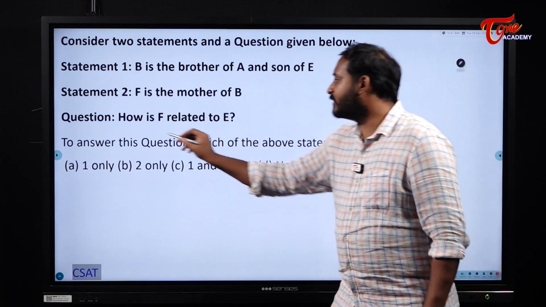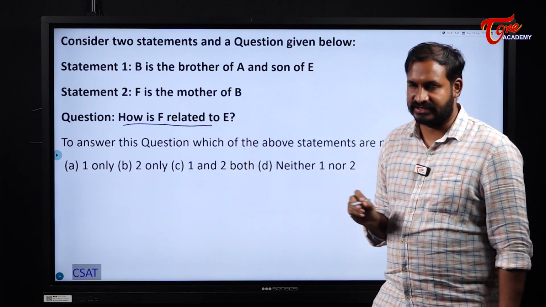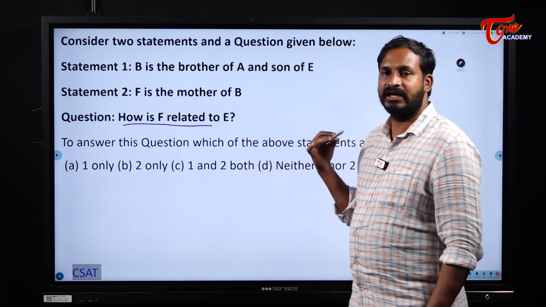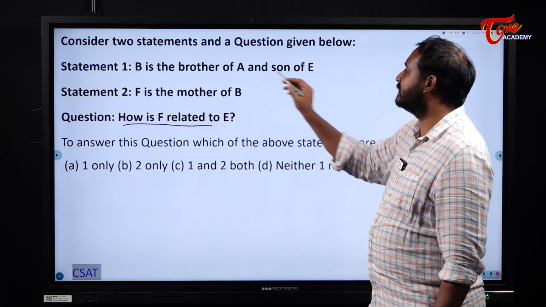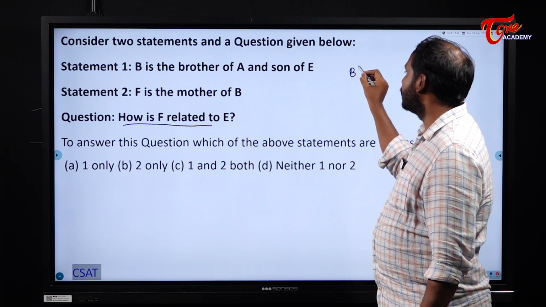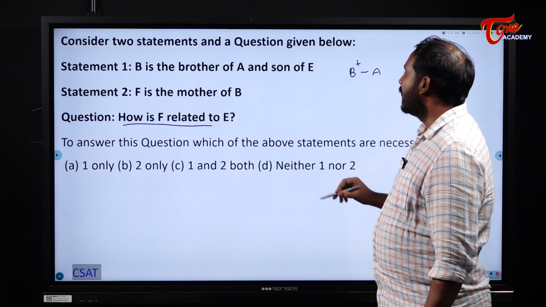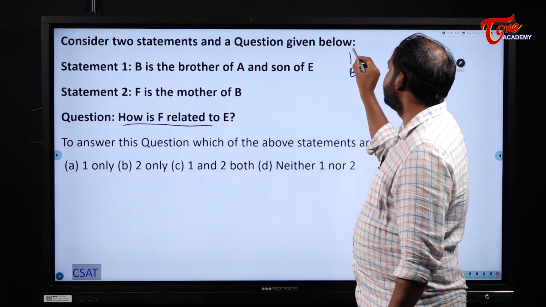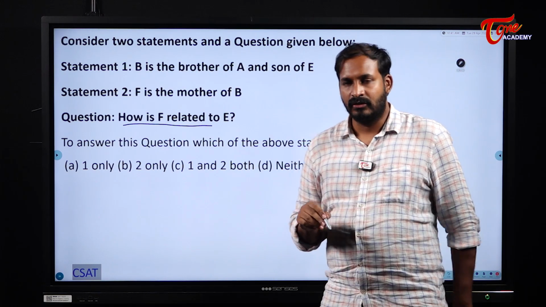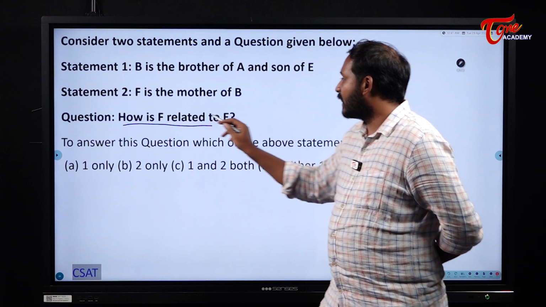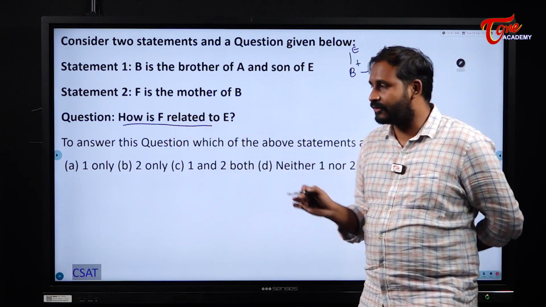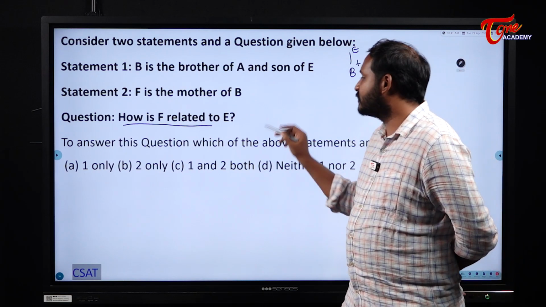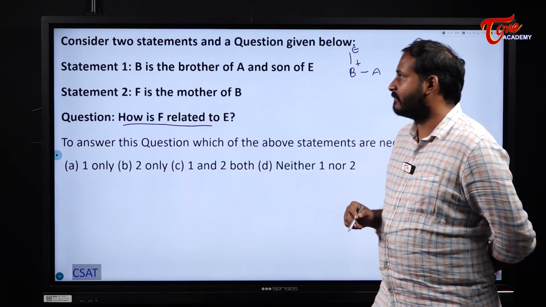So, next, how is F related to E? That is the question for us. Now, from the first statement, will I be able to tell the answer or not? We will see. B is the brother of A and son of E. Who is son of E? B itself is the son of E. Okay. From this, there is no F and E. E I have, but F is not at all introduced in my first statement. So, by using only statement 1, I cannot tell my answer.